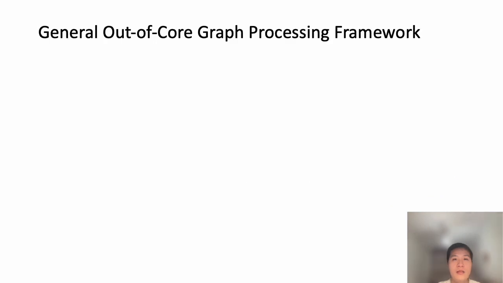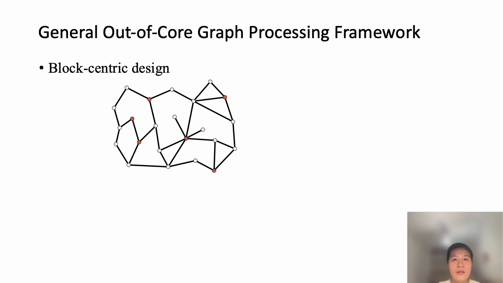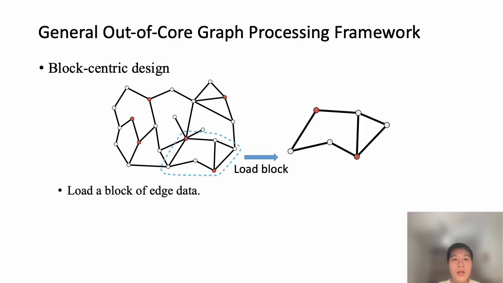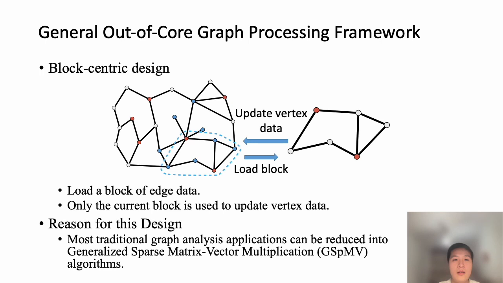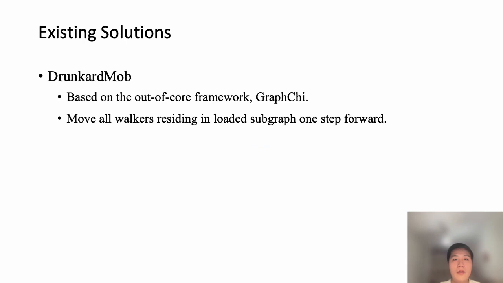As a result, many systems have been proposed to make it practical and economical to analyze large graphs on a single machine. According to our investigation, these systems can be viewed as following a block-centric design. They carefully organize the graph data on disk. In each epoch, they load a block of edge data in a small set of sequential disk reads, and they access only the data in the current block to update vertex data. The reason for this design is that the execution and I/O patterns of most traditional graph analysis applications can be reduced into GSPMV algorithms.